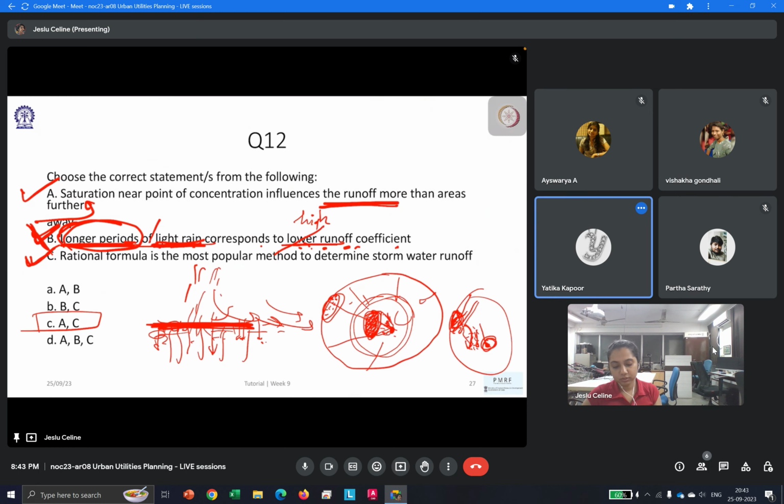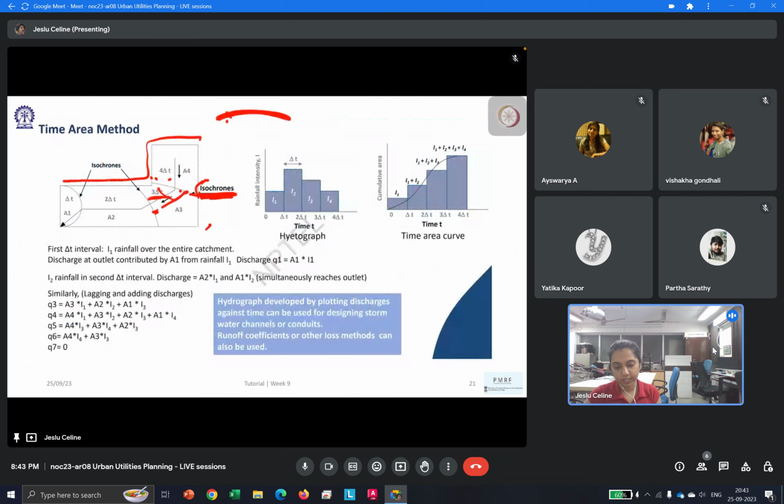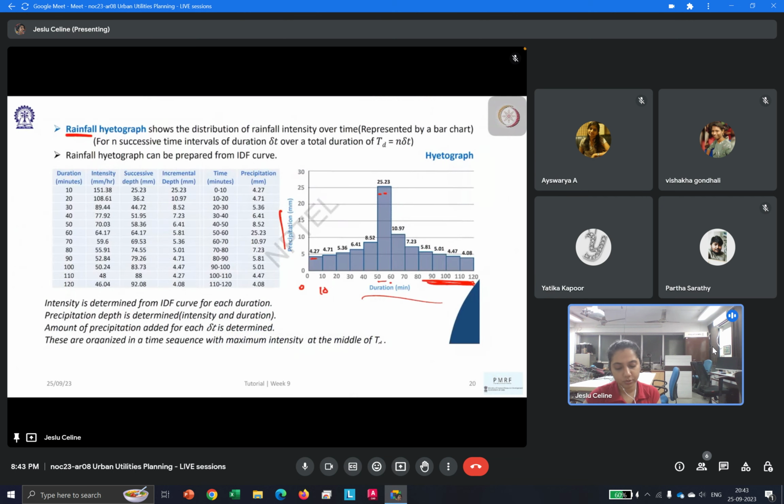Okay, so I'm just going to that. I think I had the slide over here. So this is your rainfall hydrograph. You have duration on the x-axis and the intensity, like precipitation, on the y-axis, in millimeters. This is what we have been discussing. For each duration, how much rainfall you're getting in that particular area. So we make a hydrograph.